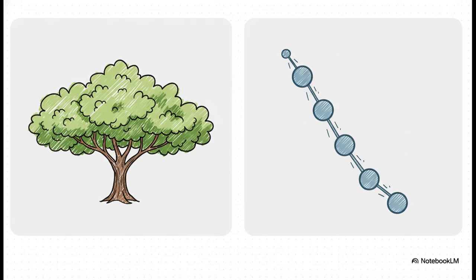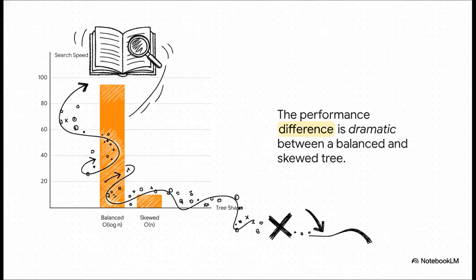In the best case scenario, when you insert data randomly, you get this beautiful, bushy, balanced tree. It's wide and it's shallow, which is exactly what makes it so fast to search. But in the worst case, with that sorted data, the tree degenerates into this long, pathetic, skinny chain. It's not really a tree at all anymore. It's just a glorified list. And the performance difference is just staggering.